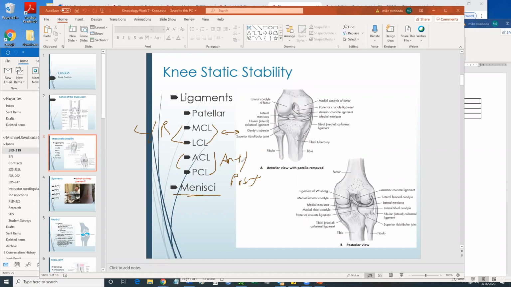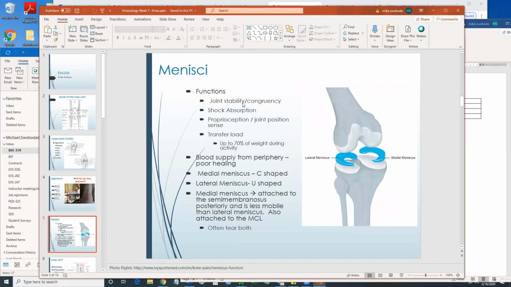Your menisci or your meniscus are these two half moon shaped pieces of cartilage that sit on top of the tibia. So they sit right on the top of the tibia here. What these are going to be doing are these four things here. So joint stability, so it helps the same way your labrum would help with the shoulder and the hip. Shock absorption, so it acts as a cartilage pad for you there. It does help with proprioception, so it does have Golgi tendon organs on it, which will tell you where your body's positioned in space.